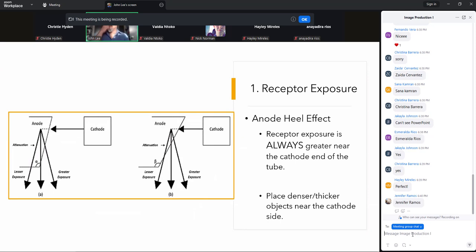The anode heel effect. Now, this is based off of the line focus principle, and it is taken into consideration when manufacturing the X-ray tubes themselves. The anode and the angle of the anode is the greatest influencer of the anode heel effect. And when we look at our angle here, it's not very, because we're looking at a vertical portion. I mean, you can look at it this way. That's a smaller angle. This is a larger angle.